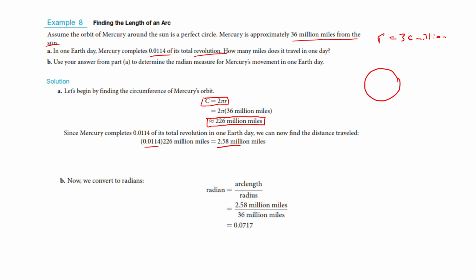Now, what it's asking is to determine this in radians. This is in revolutions, but what I want to do is turn this into radians. So what I've got here is my arc length, which I just figured out. 2.58 million is how far Mercury goes in a single day. I want to divide that by the radius, which we already knew was 36 million. So I'm dividing arc length by radius, going from this definition again, and therefore the measure of this angle must be 0.0717.